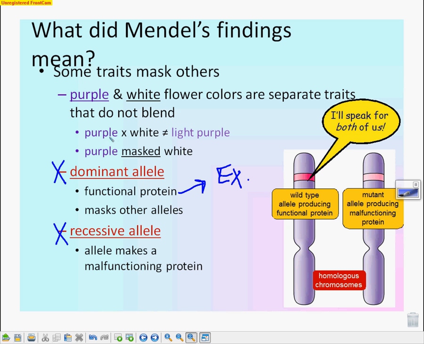So when he crossed purple and white, he did not get light purple. Instead, he saw that the purple masked the white. So if we look back to our homologous chromosomes, we have an allele that produces a functional protein versus an allele that is malfunctioning. Now, when we get into our fruit flies, I want to at this point introduce two different types of phrases. We have something called wild type, and we consider that the functional protein, and then a mutant, which is what the wild type covers up. So just another way of looking at dominant and recessive that plays a role with fruit flies.